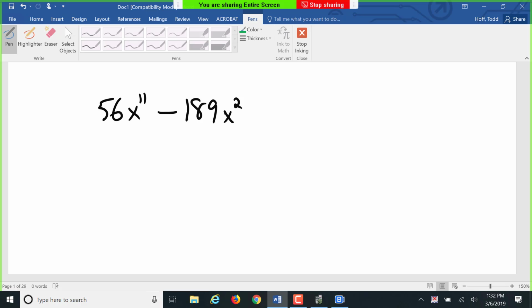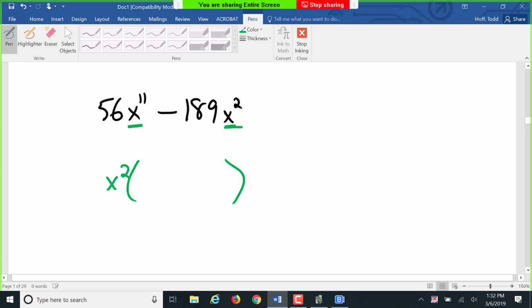First, we see that there is a common factor. They both have x's in them, so I know I can factor out at least an x squared, right? Is there a common factor in the numbers? This is a tough one. Right now, neither of those numbers are perfect cubes, are they? So our hint would be that they're not perfect cubes, so we would hope that there is a common factor that'll make them perfect cubes.